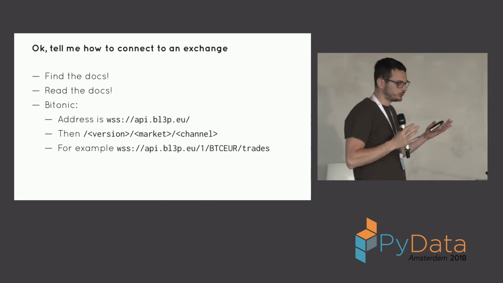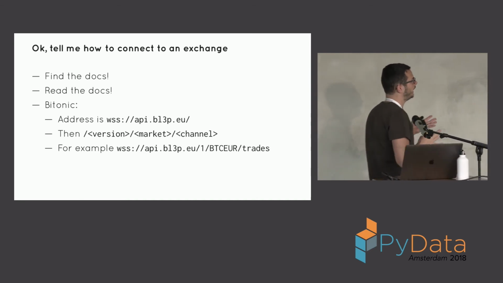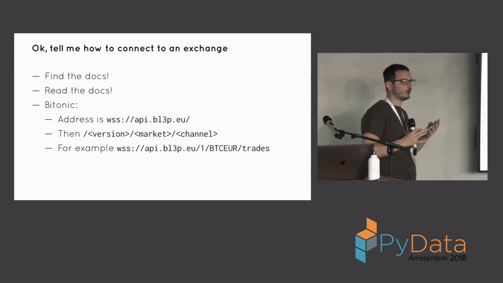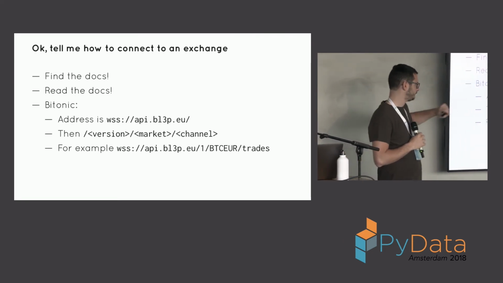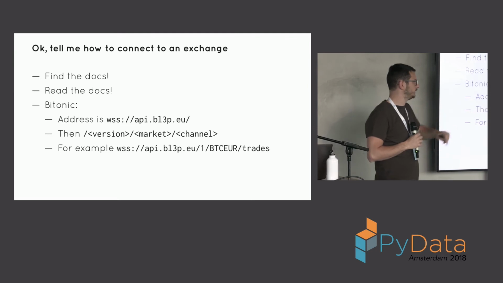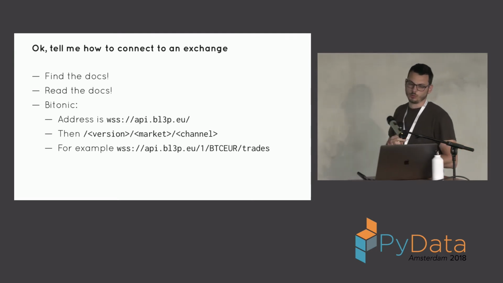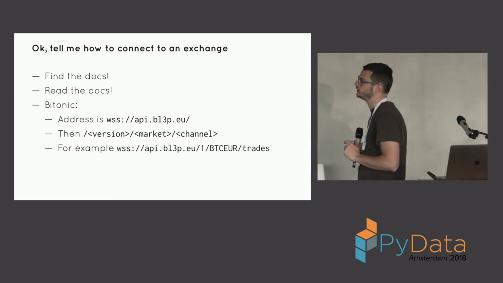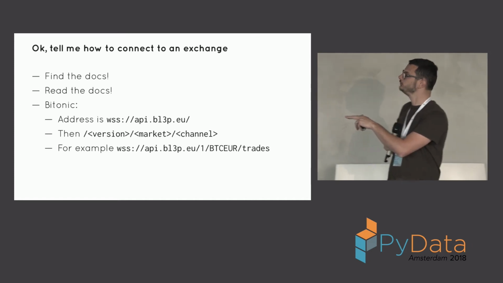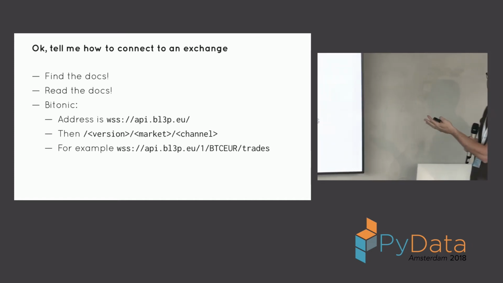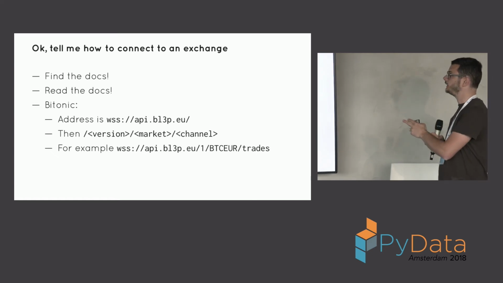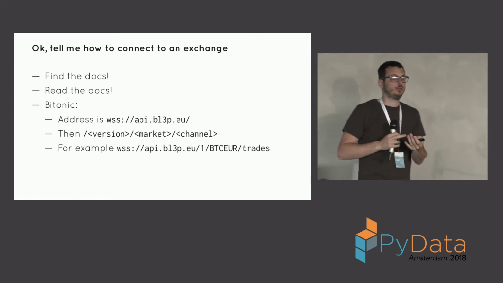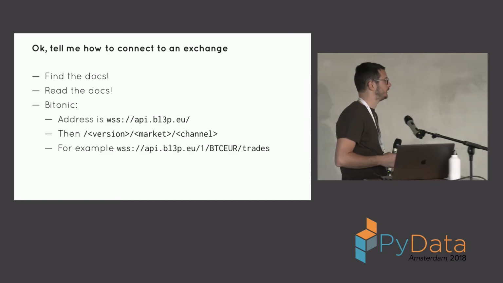Exchanges: some exchanges also support this protocol, and every exchange has its own way of connecting to it. For example, Bitonic has the following address: secure WebSocket, and then the API, and so on. Then the version, usually version 1. Market, for example, is Bitcoin Euro. And then the channel. The channel could be trades, the order book, and other kinds of stuff.